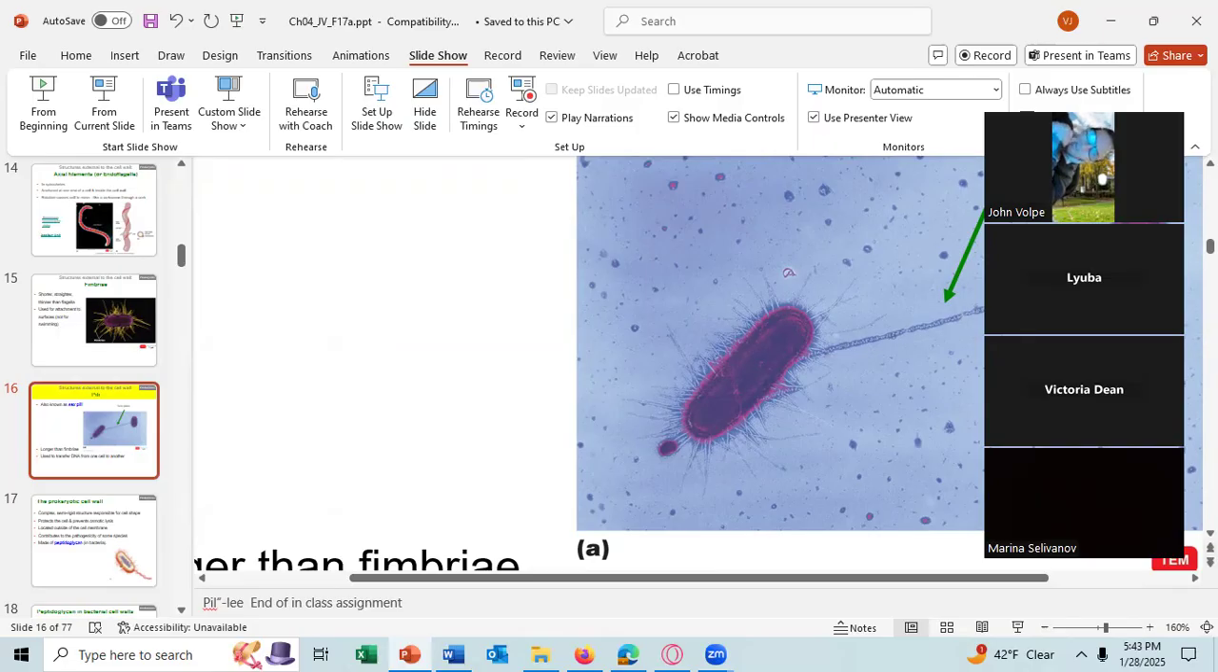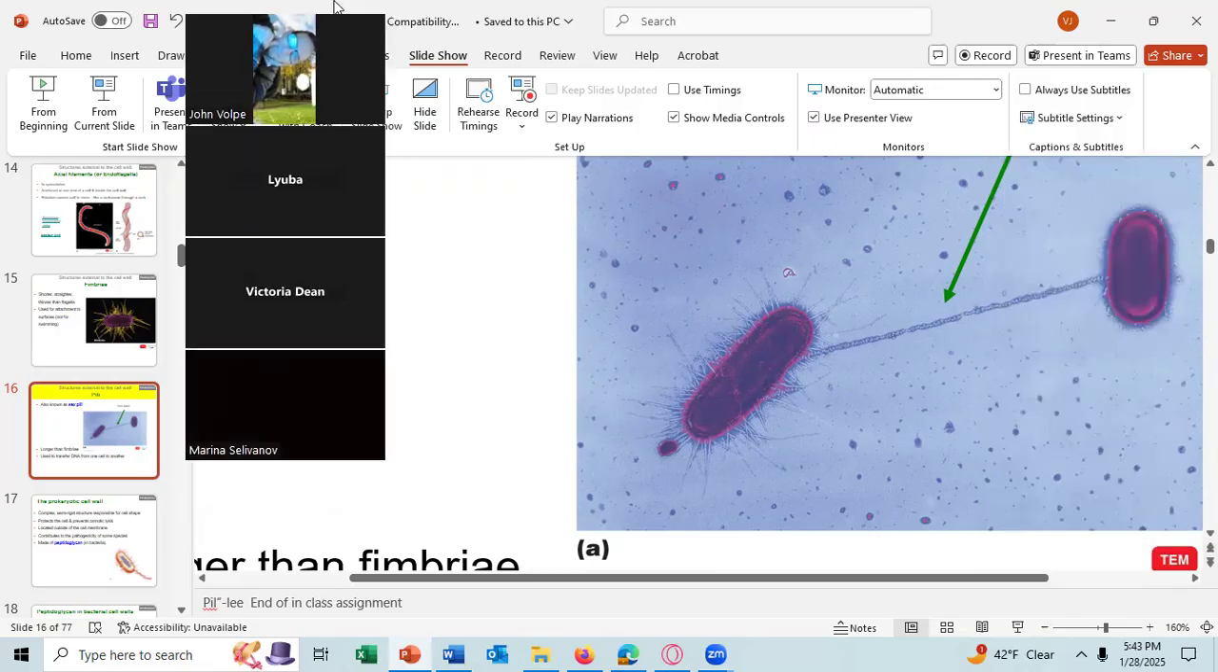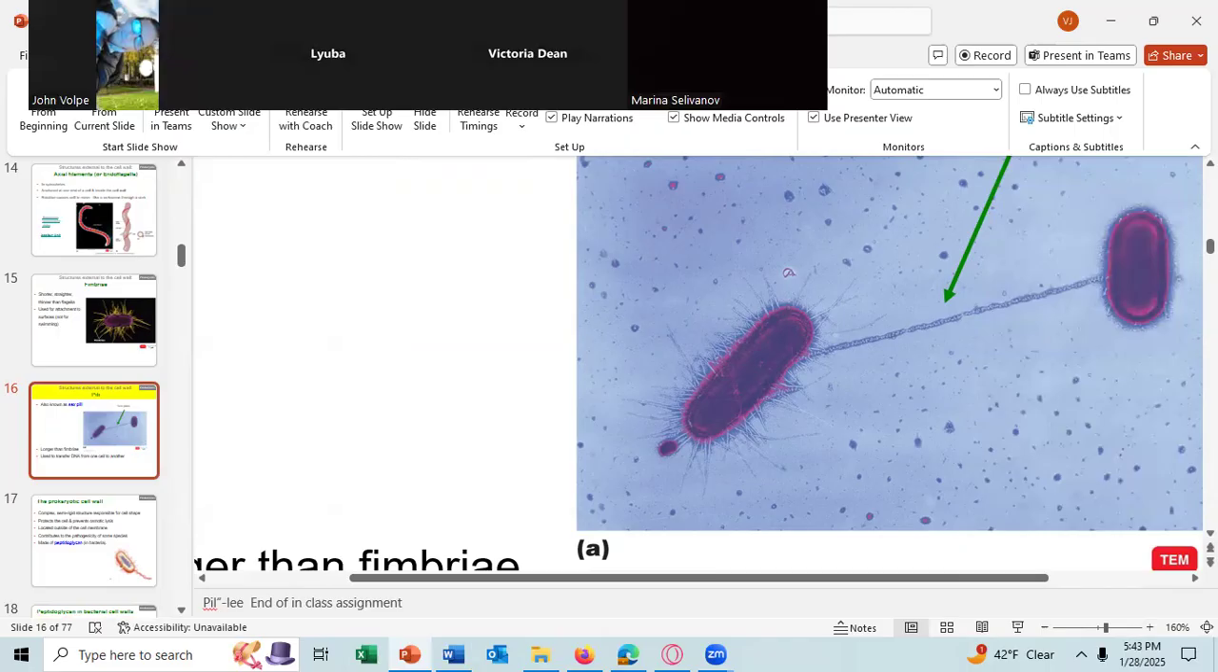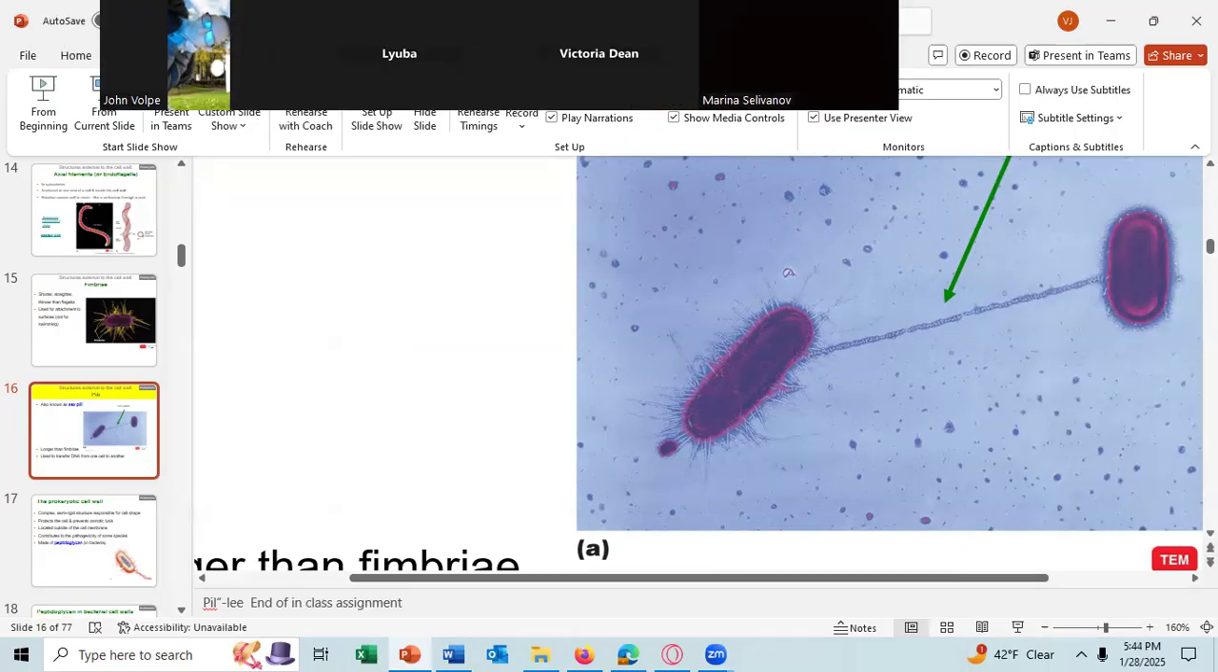So they are longer than a fimbriae. They're also hollow. Sex pili are used in transferring DNA from one cell into another cell. We'll talk more about that later.